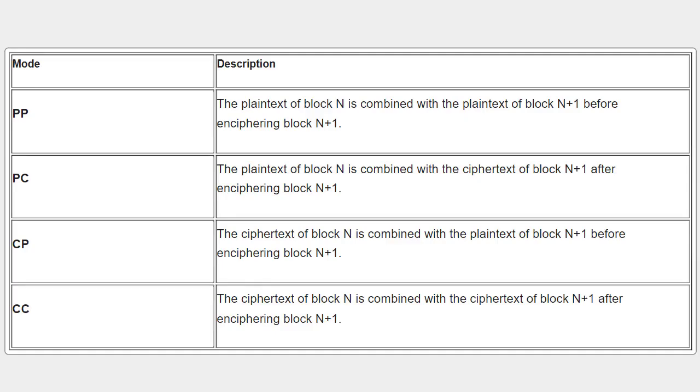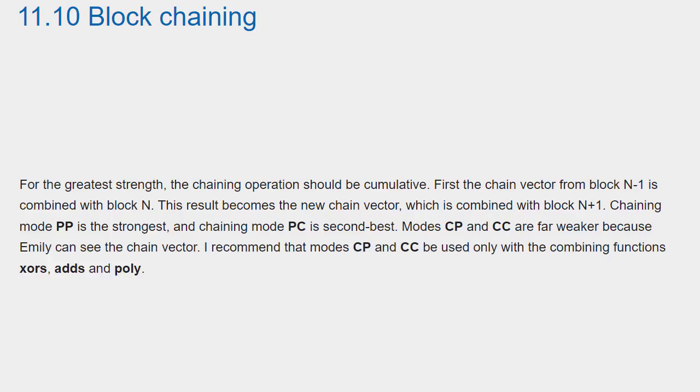The most common form of chaining is combining the chain vector with the next block, character by character. The most common method of combining characters is exclusive OR. However, any of the combining methods described in section 11.8 can be used. This is normally done in one of 4 modes. For the greatest strength, the chaining operation should be cumulative. First, the chain vector from block n-1 is combined with block n. This result becomes the new chain vector, which is combined with block n+1.